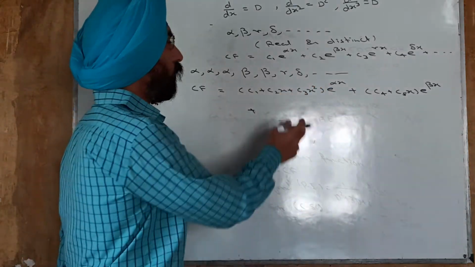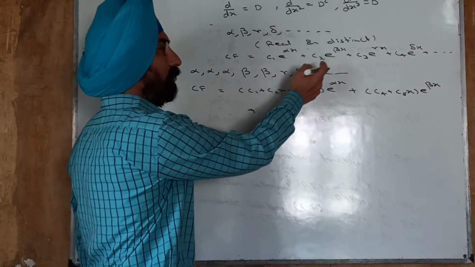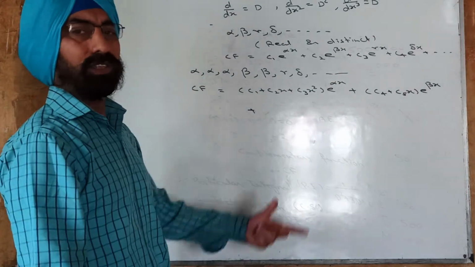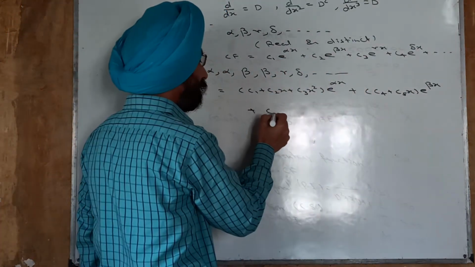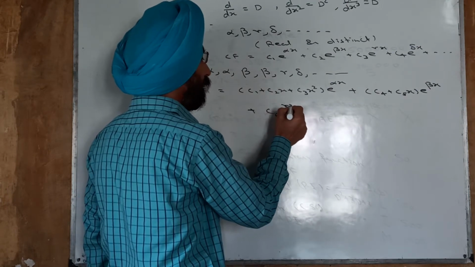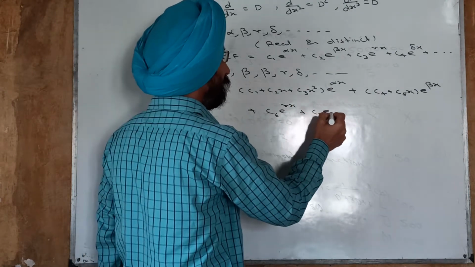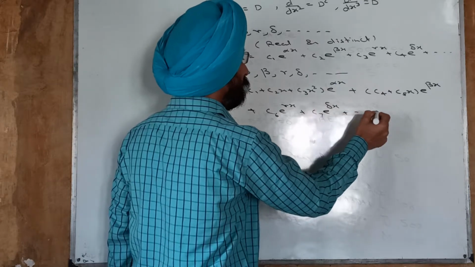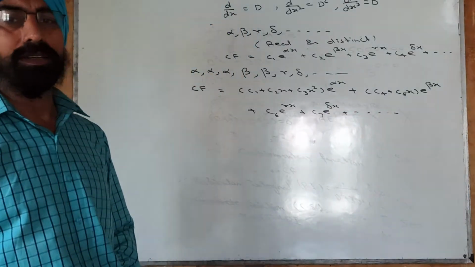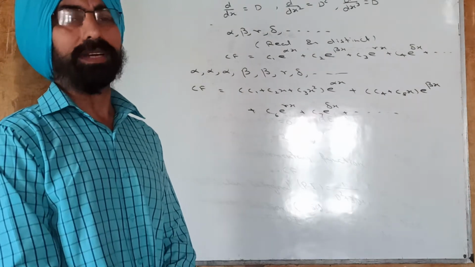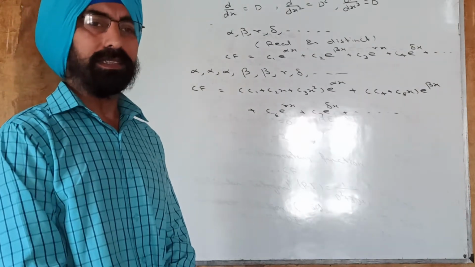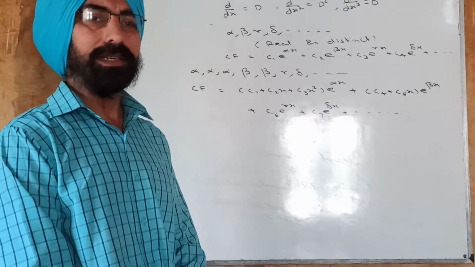Now these gamma, delta, etc., these are the simple roots with multiplicity 1 only, they are distinct roots. So their role will be again like that was in the first part. So we will have C6 e raised to the power gamma x plus C7 e raised to the power delta x plus and so on. So these are the cases if the roots are real, but always the roots may not be real.